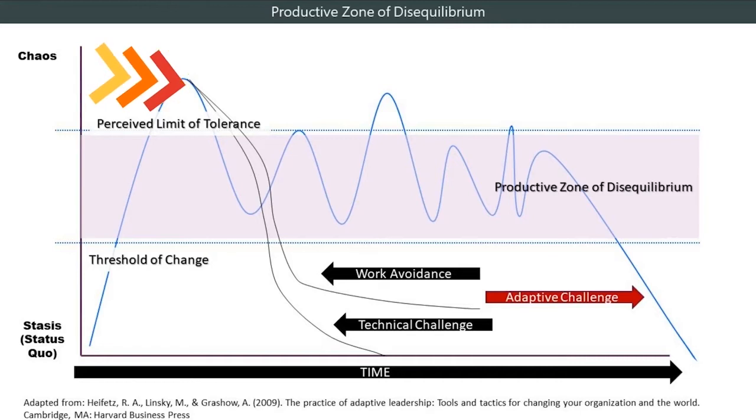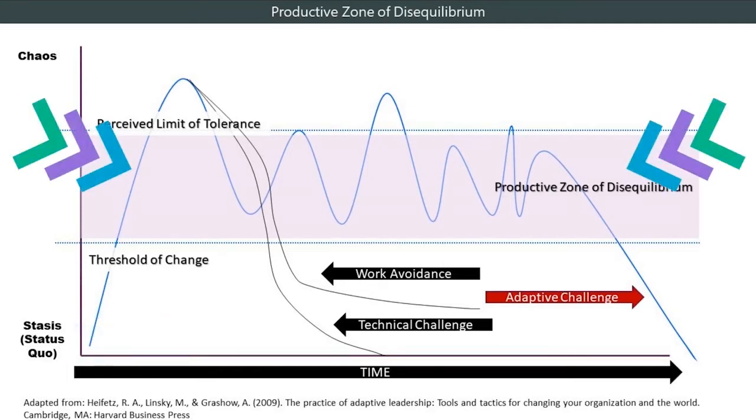And as a change leader, our job is to navigate people out of the chaos zone into the productive zone of disequilibrium. Our job is not to lead people back into the comfort zone, because when we get back into the comfort zone, we are not changing. We are not in the productive zone of disequilibrium. We're back to the unproductive zone of disequilibrium. So in order for us to be productive, we have to be out of balance.